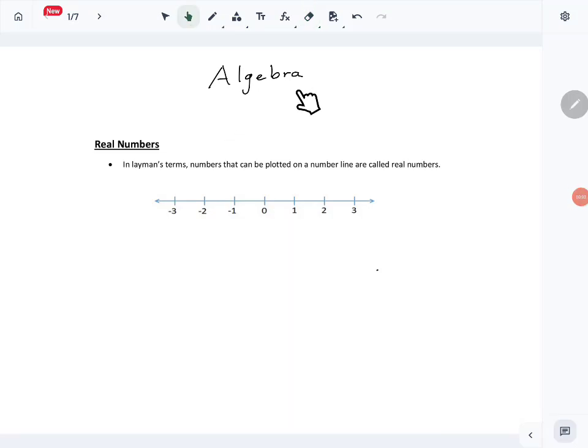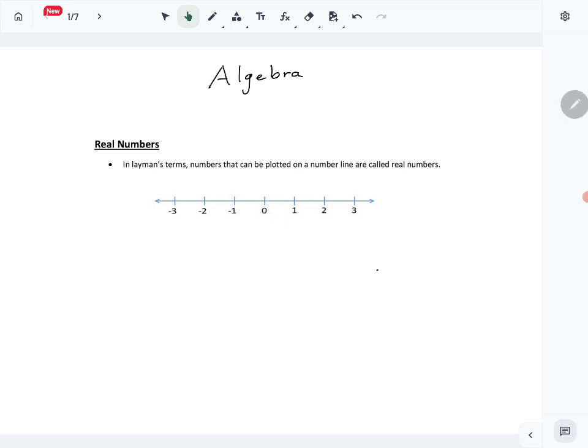Right. Today we are going to start the algebra lesson. So basically we are going to introduce real numbers. What are real numbers? Then discuss other types of numbers and introduce the concept of surds. Then do some questions involving simplification of surds.